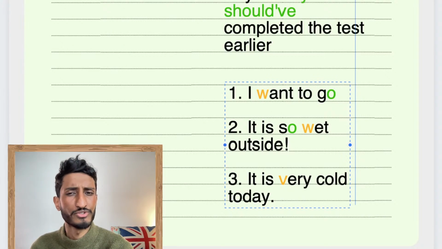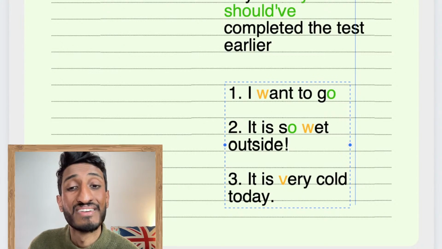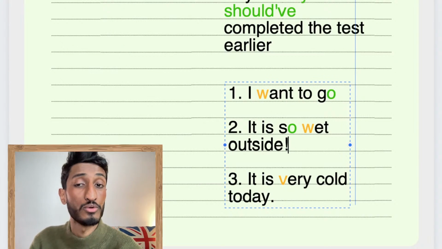So it's not "it is berry cold". It's almost like a B sound, right? No, we don't want to say "berry cold". It's very cold. It is very cold today.